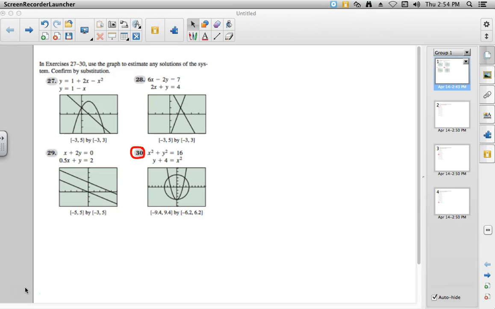I don't think I'm going to do the confirming by substitution. I think you guys can do that. But this one was just estimate the solutions. And what that meant was basically you were supposed to do this according to what you could see.